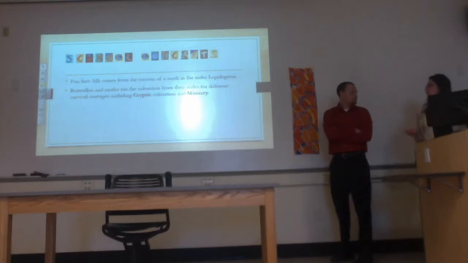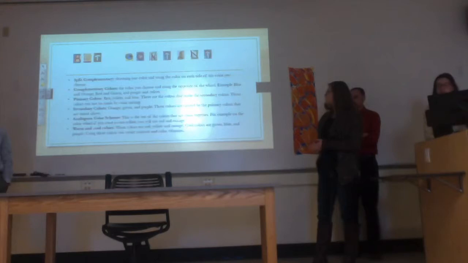Primary colors are, of course, as we know, red, blue, and yellow, and when you mix those, you make the secondary colors, which are orange, green, and purple. Analogous color scheme is what we mainly used, which is the same spectrum, so we used yellow, orange, and red. We also used the primary and the complementary, so it makes the vibration of the eye.